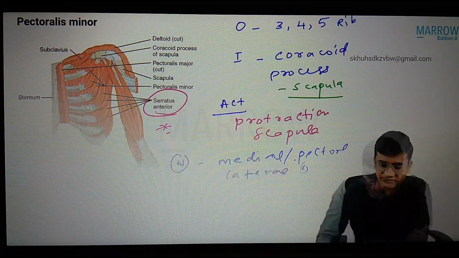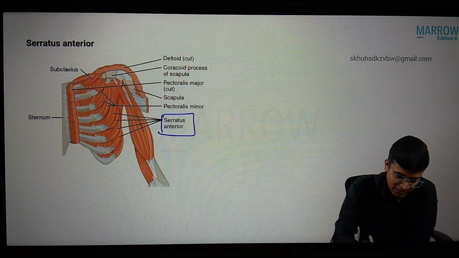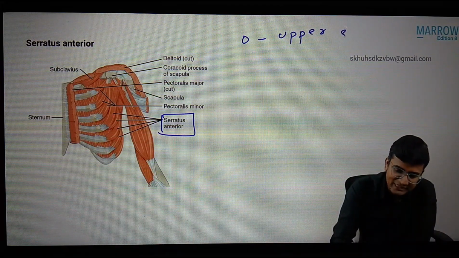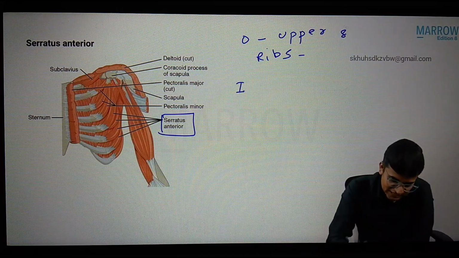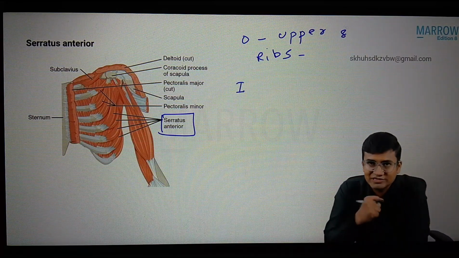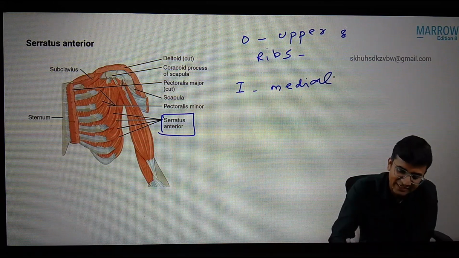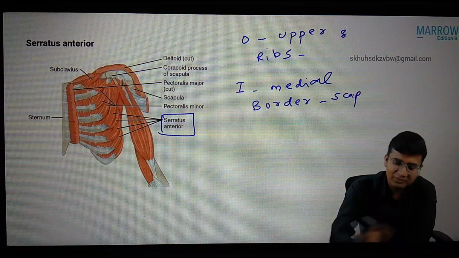That's all about this muscle. Next, serratus anterior muscle. So this is serratus anterior. Serratus anterior muscle originates from the upper 8 ribs by 8 digitations. Insertion, I told you. Which border of the scapula? It goes to the medial border of the scapula on the front side. Medial border of the scapula.